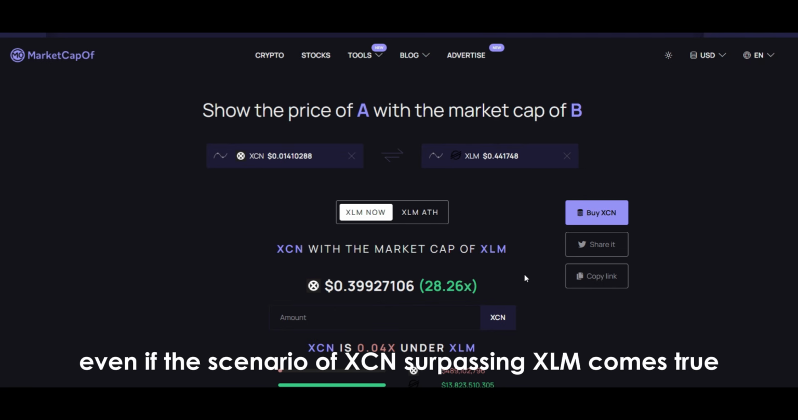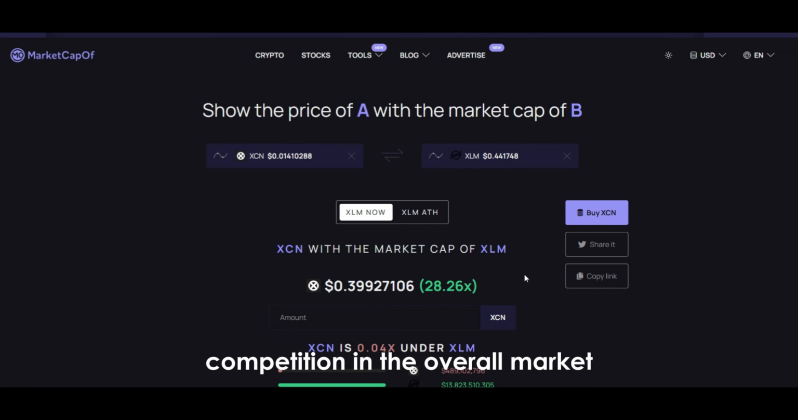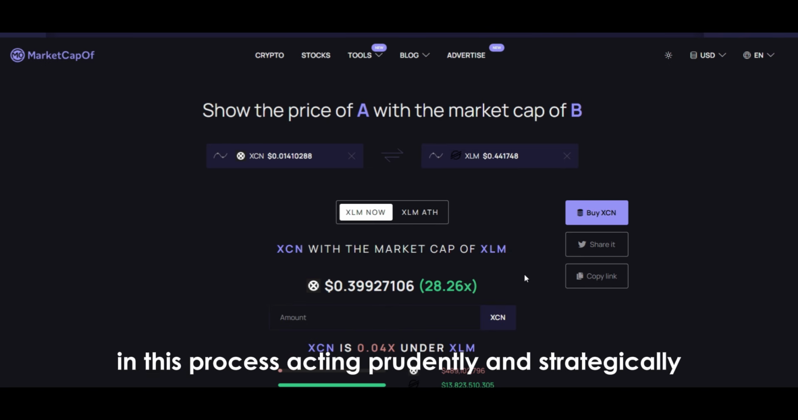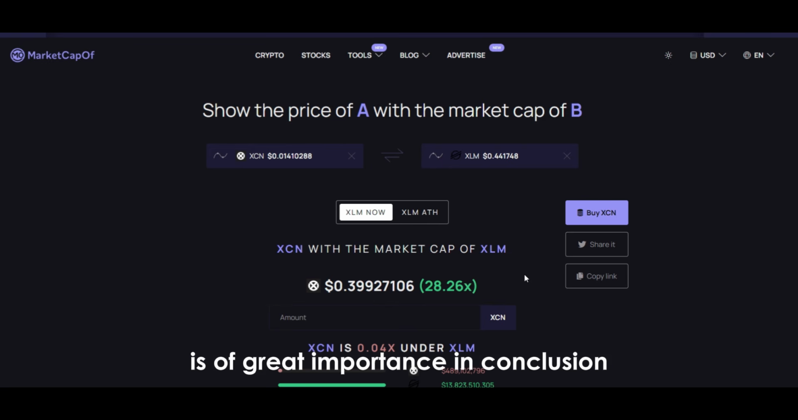Additionally, even if the scenario of XCN surpassing XLM comes true, it could mark the start of a period of increased competition in the overall market, requiring investors to act cautiously. Careful analysis of the strengths and weaknesses of both projects, proper risk management, and close monitoring of market news are essential. In this process, acting prudently and strategically while being prepared for sudden market movements is of great importance.